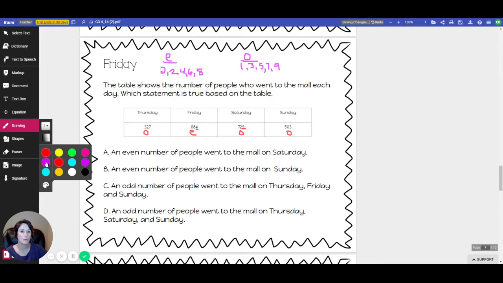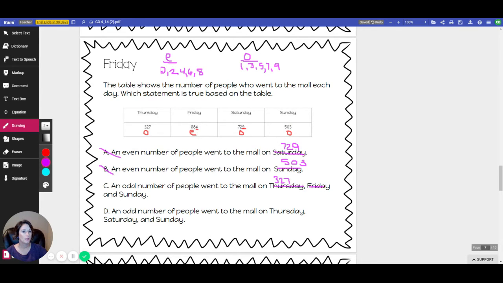All right, so now let's look at our choices. An even number of people went to the mall on Saturday. So look at Saturday, 729. And I know that that one is odd, so get rid of this answer choice. An even number of people went to the mall on Sunday. Okay, Sunday is 503, and we determined that was odd. An odd number of people went to the mall on Thursday, which is 327.